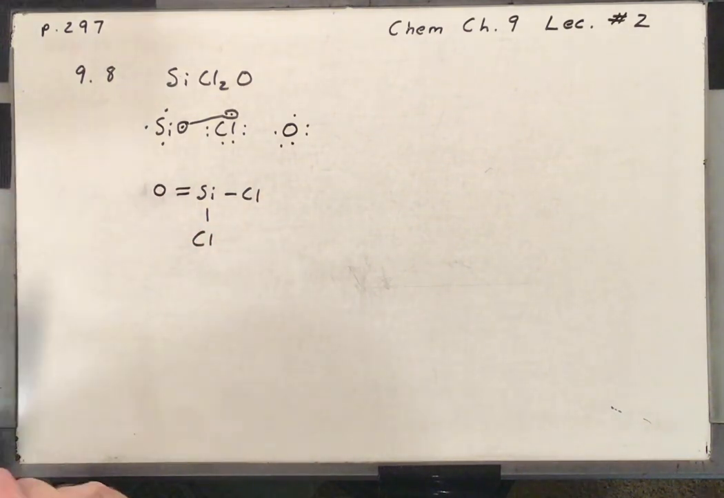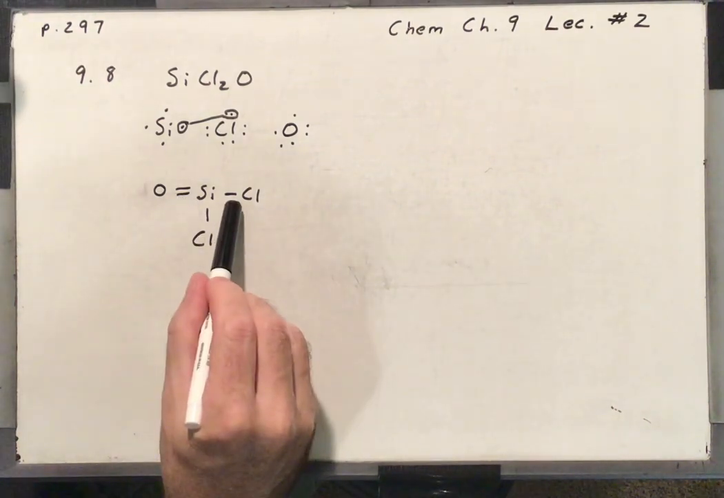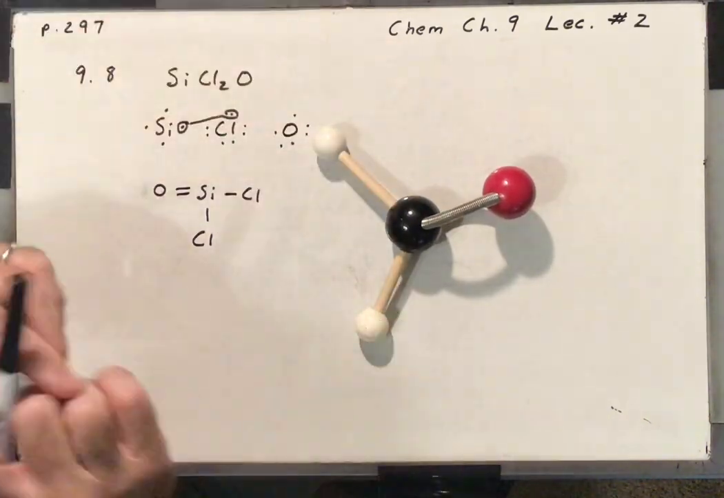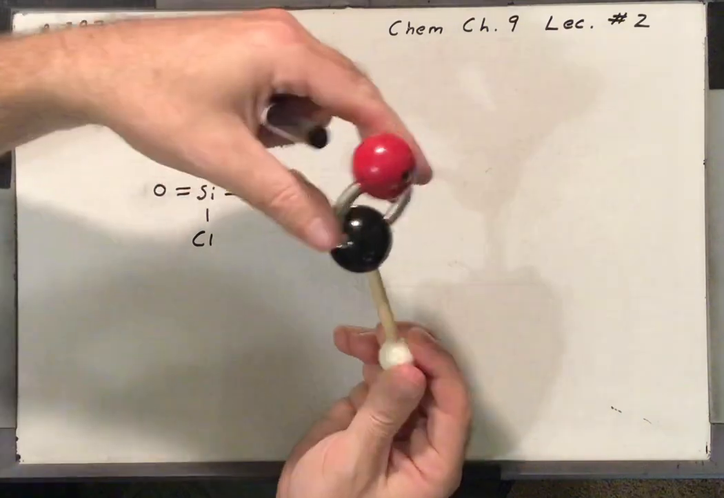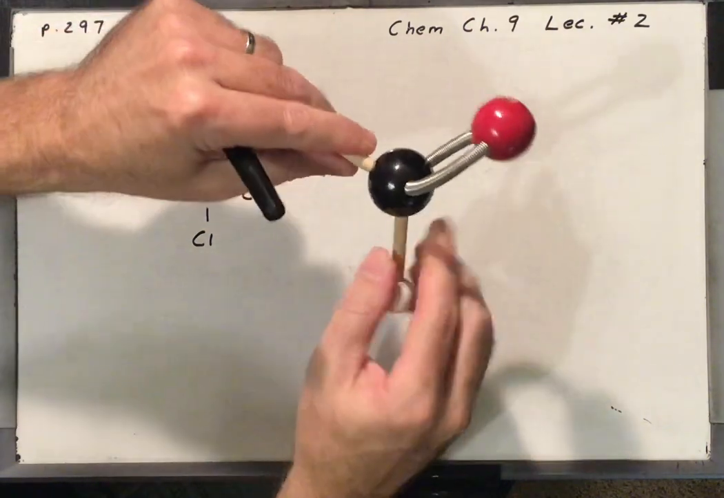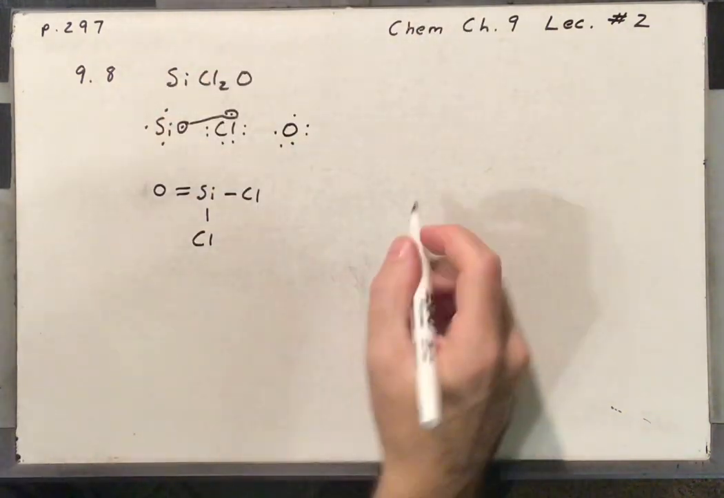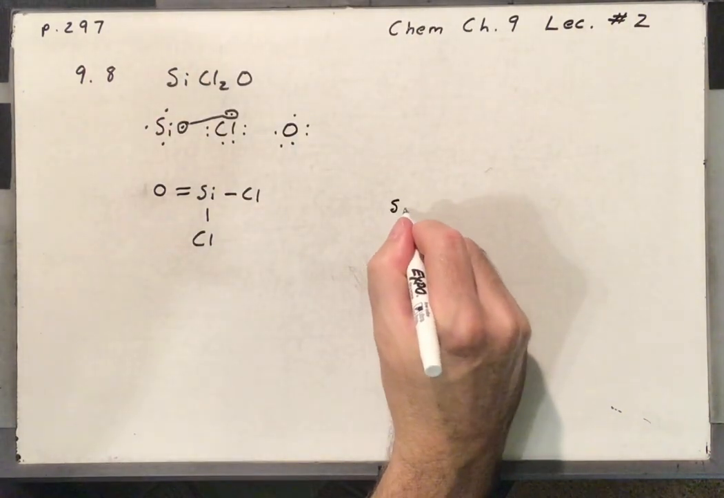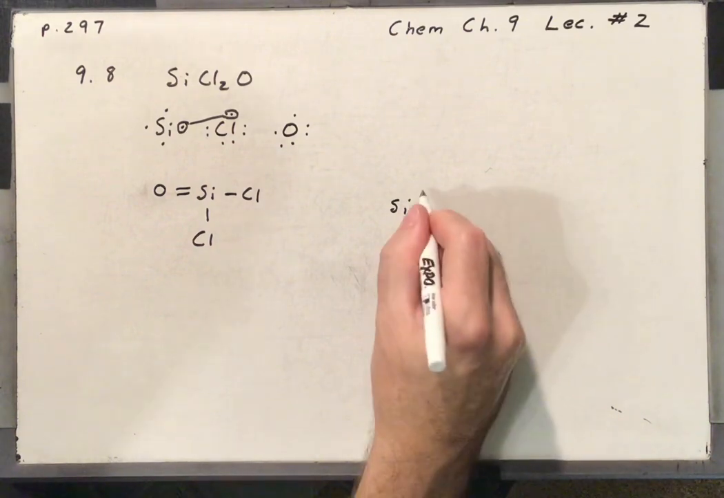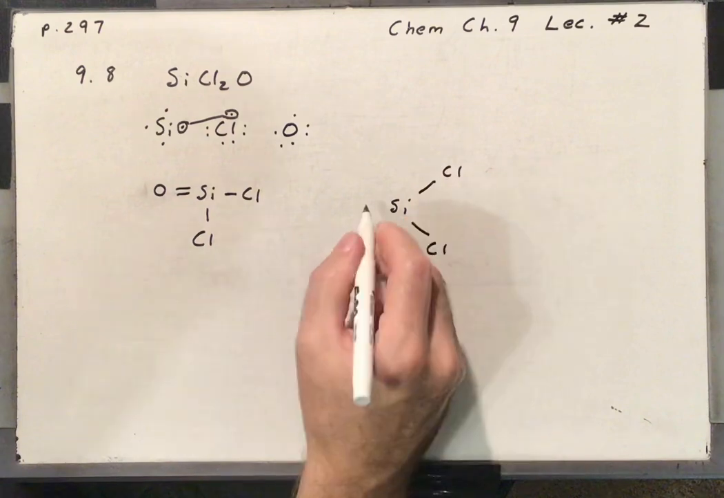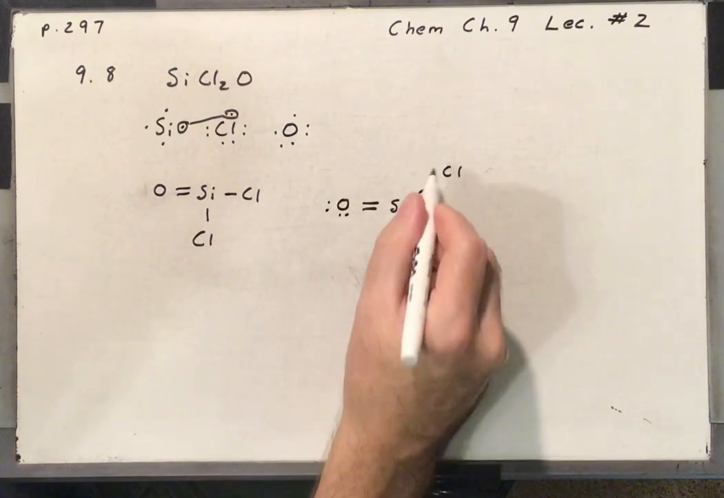Okay, so what shape do we have that has a central atom, 1 double bond, 2 single bonds? That is trigonal planar. So the double bond with the oxygen, single bond with the 2 chlorines. The way that we show that, we'll put silicon in the center, and it's kind of like the spokes of a wheel. We'll put a chlorine there, an oxygen there.